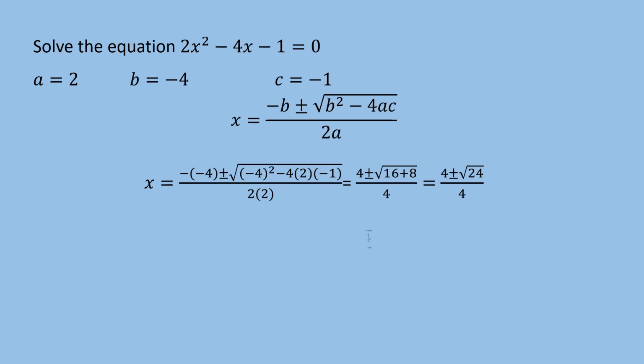At last, we are getting the answer. x equals 4 plus the square root of 24 divided by 4, or x equals 4 minus the square root of 24 divided by 4. Then you will get the answers x equals 2.225, or x equals minus 0.225.